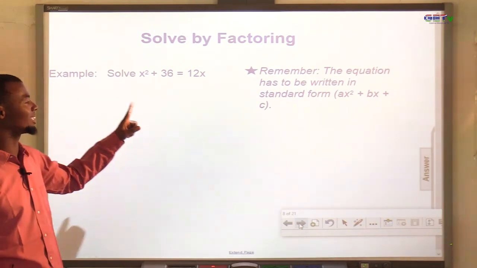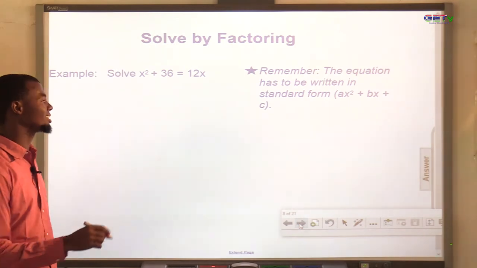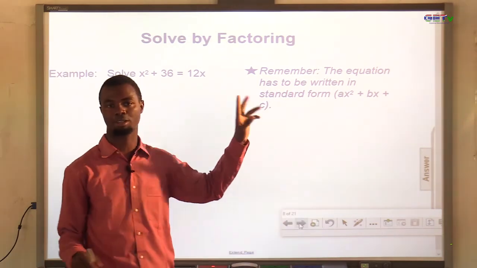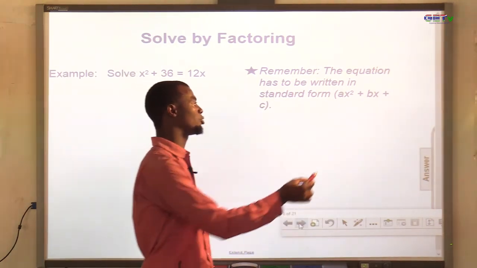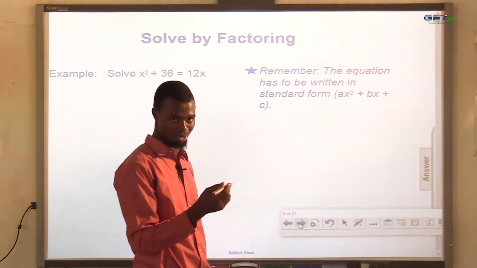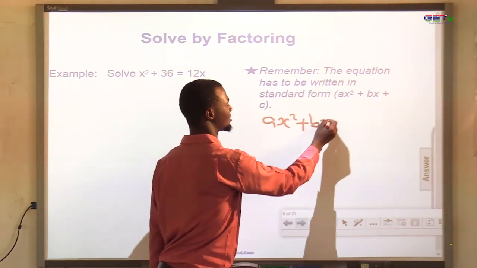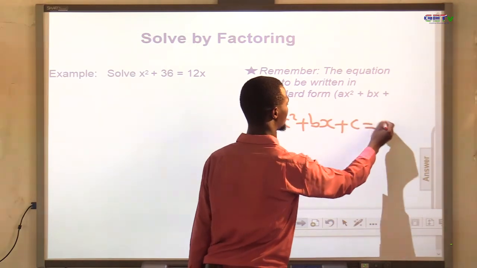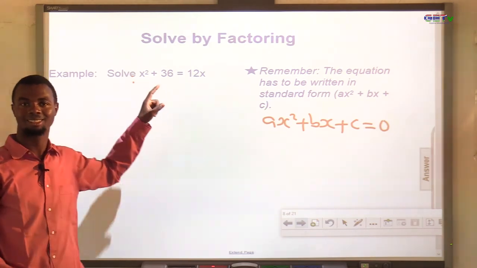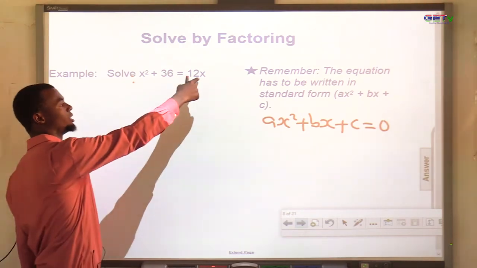Solve x squared plus 36 is equal to 12x. Remember, the equation has to be written in the standard form. What is the standard form? ax squared plus bx plus c is equal to 0. That should be the equation. Look at this equation. Can we write this equation like that for it to be in the standard form? Yes, we can.